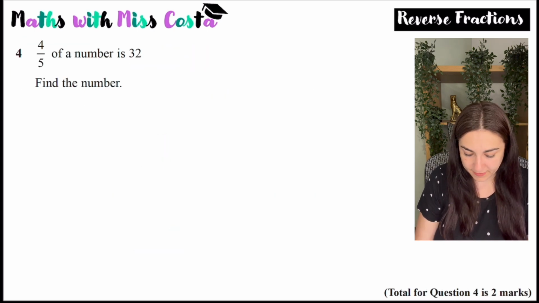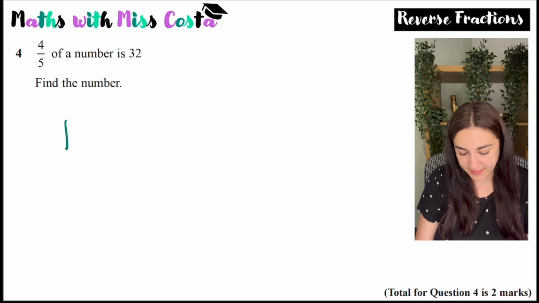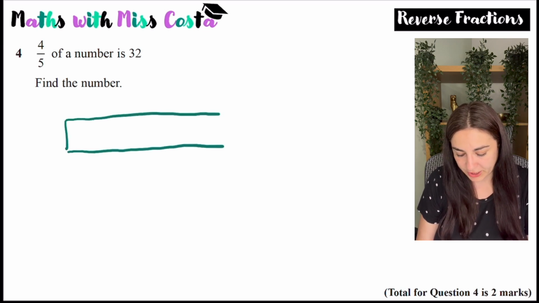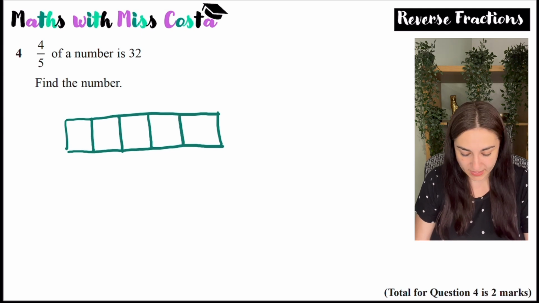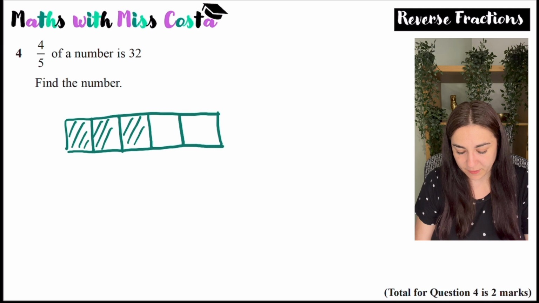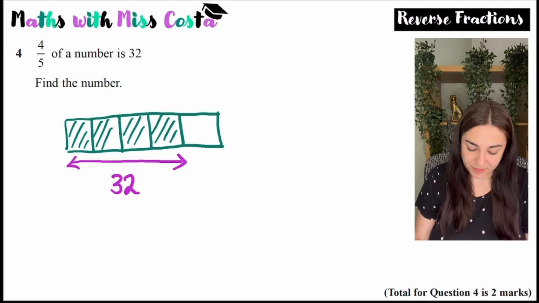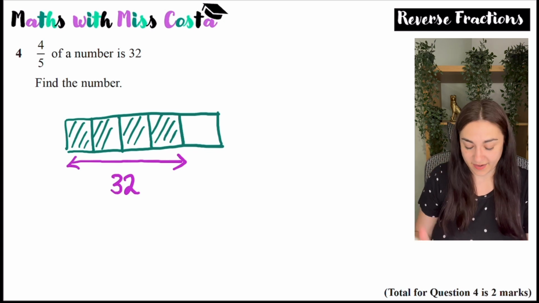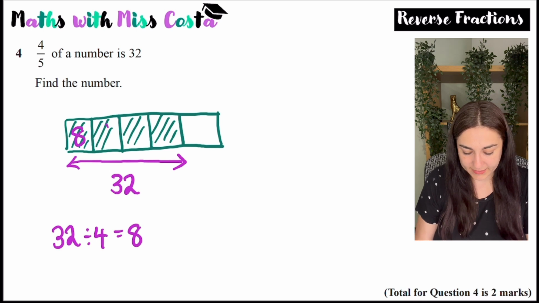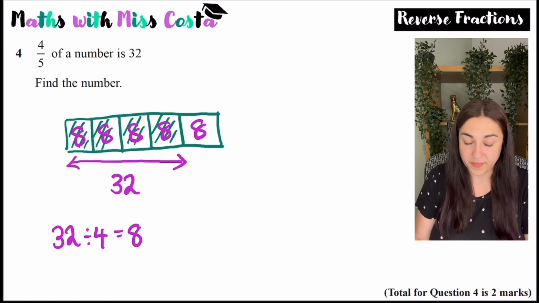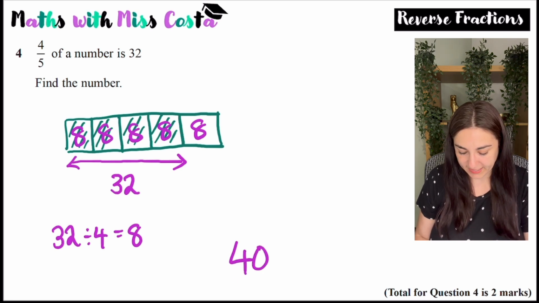4/5 of a number is 32. This is sometimes quite difficult because people just assume I need to work out 4/5 of the number. But if I think about it, the number has been split into 5 equal parts, and I know that 4/5, so 4 out of the 5 parts, are equal to 32. So then I need to find out what the number is. If 32 is equal to 4 parts, I can do 32 divided by 4, which is 8. So each part is worth 8, and therefore the number must be 40 because I add all of the parts together.